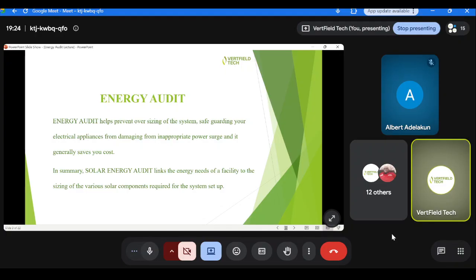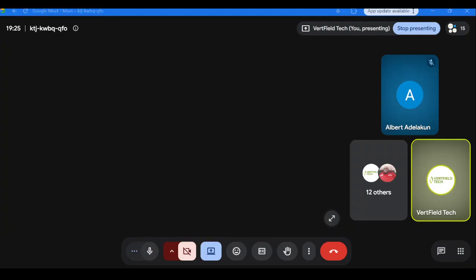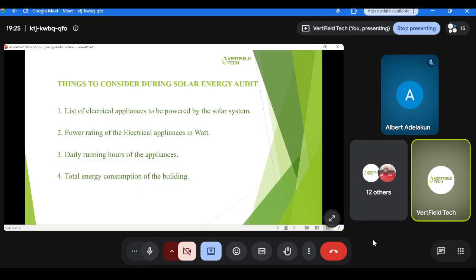We are going to talk about safety as a topic as we proceed. So in summary, solar energy audit links the energy needs of a facility to the various sizing of the solar component, just as we have just heard.